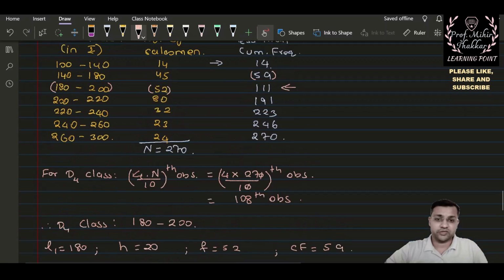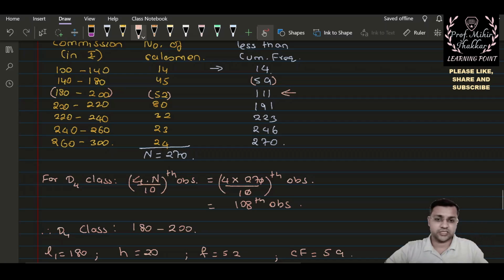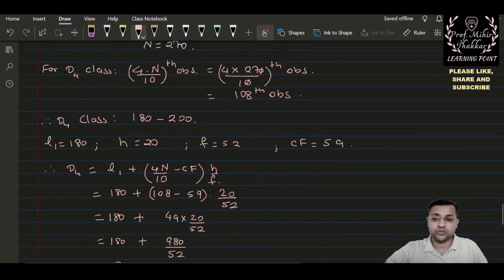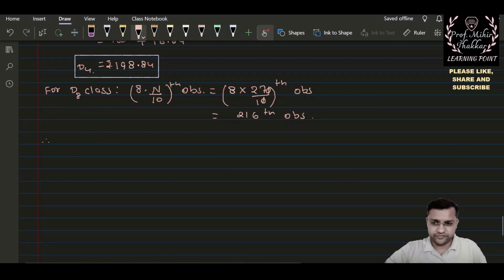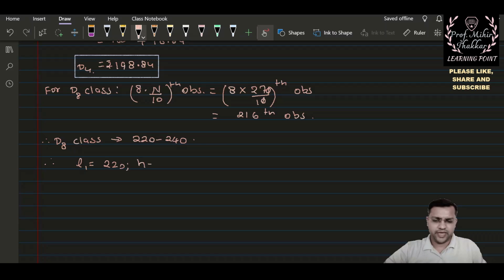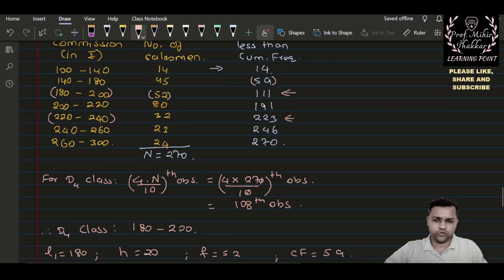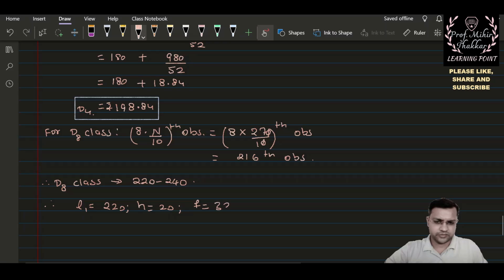So the cumulative frequency just greater than 216 is 223, and therefore friends, the corresponding class is 220 to 240. So the D8 class is equal to 220 to 240. Therefore the lower limit over here is equal to 220. h for this class is 20. The frequency for this class 220 to 240 is 32, and the cumulative frequency of the above class is 191.